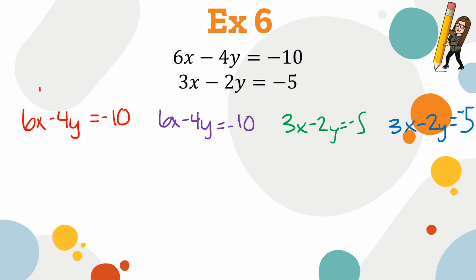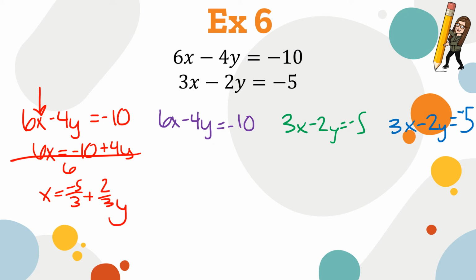So let's say I want to solve for this x. All right, so I would add 4y over. I would divide everything by 6. Negative 10 over 6 would be negative 5/3. 4 over 6 would be 2/3. That's kind of messy, huh? Well, let's try a different letter.